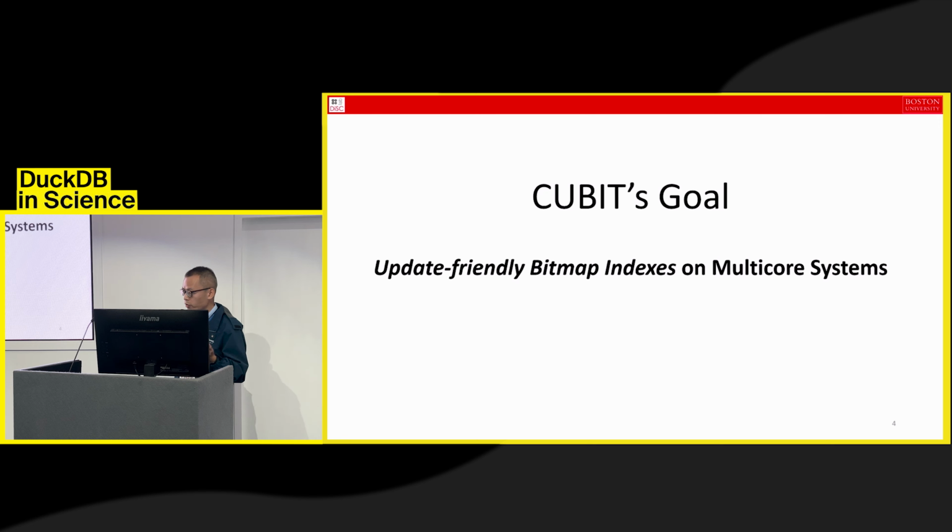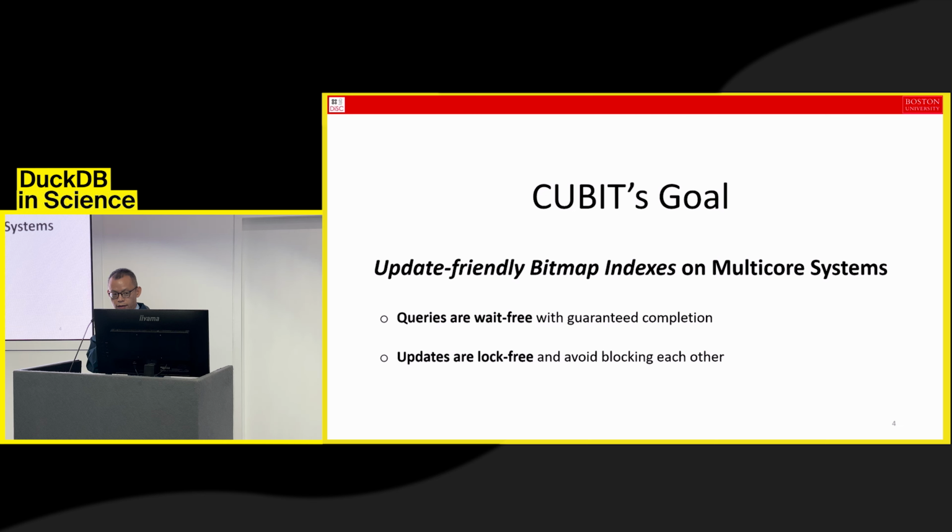So that's the motivation. For this work, Qubit, what we want to do is to make bitmap indexes update friendly, in particular on multi-core systems. Technically speaking, what we did is to provide a wait-free guarantee for queries. That means queries can always complete, even if there is a heavy update workload. And updates are lock-free or latch-free, which basically means they never block each other. Rather, they help each other to complete and provide a system-wide progress guarantee.